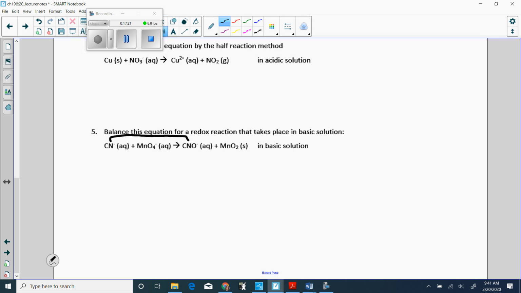Step 1, split into 2 half reactions. That just means find its elements on the other side. I'm going to start with that CN minus to the CNO minus. I write it in the middle because I'm going to write stuff on both sides. This time I'm not going to use colors. I'm just going to go ahead and do it.